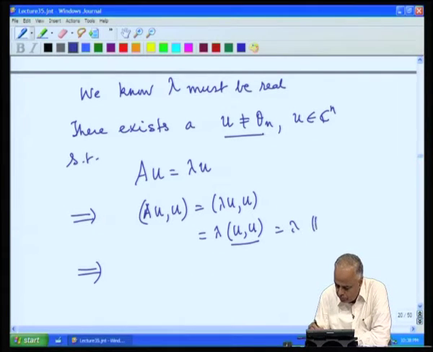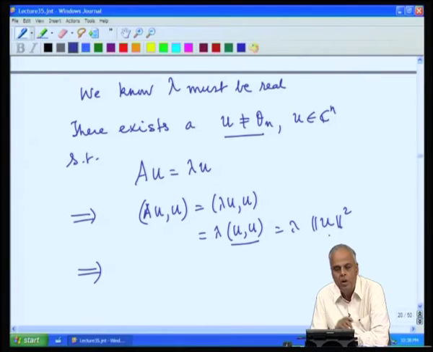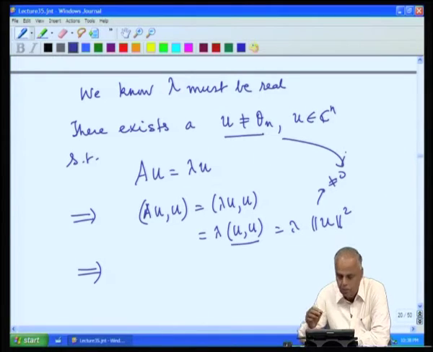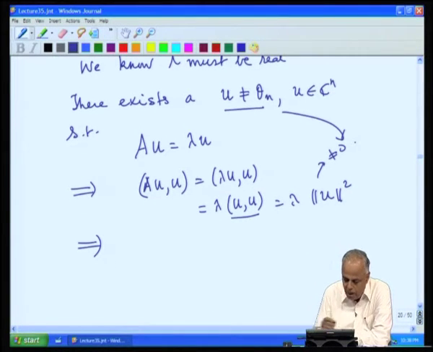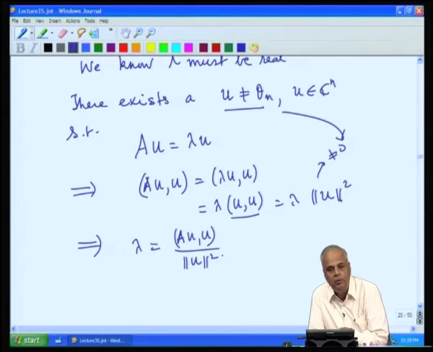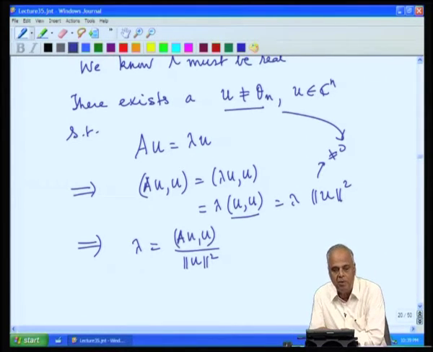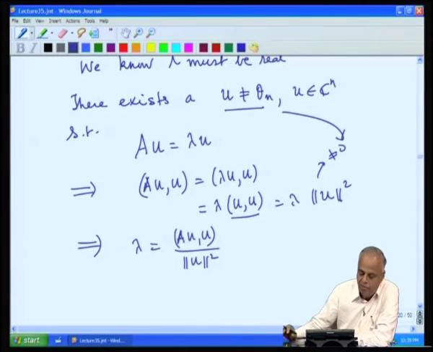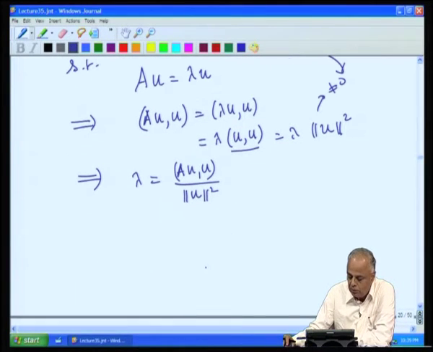We will write this: norm u squared cannot be 0 because u is not the zero vector. Therefore, we can divide by norm u squared, and we get lambda equal to the inner product of A u with u, divided by norm u squared. So, lambda is the ratio of these two quantities. Now, this is where we use the property that A is positive semi definite.